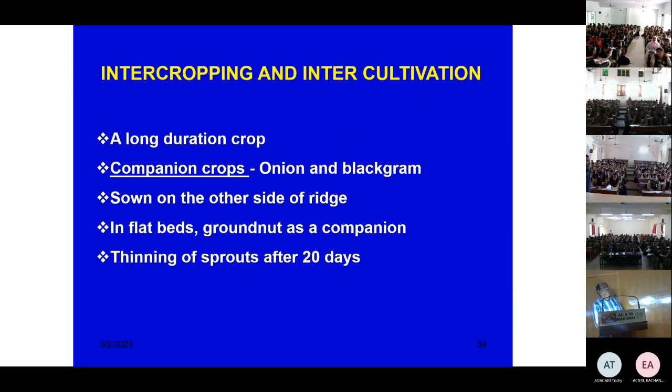So for intercropping, the companion crops onion and black gram are sown on the other side of the ridge. Suppose we plant groundnut, it is used in flat beds, and the thinning of sprouts is done after 20 days. Next.